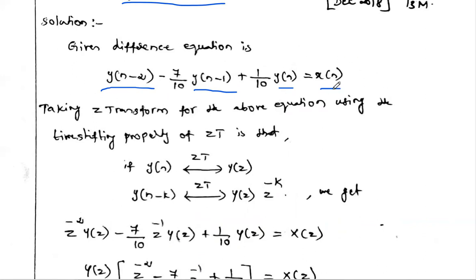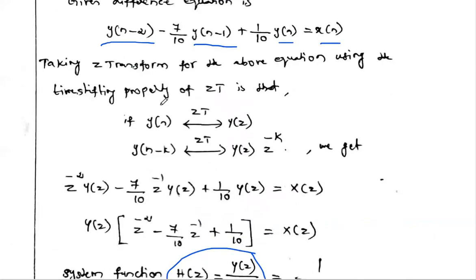Okay, so you know that if the signal is y of n, the Z transform answer is capital Y of z. Similarly, x of n means the Z transform of x of n is capital X of z. And here you see y of n minus 1, y of n minus 2 terms are there. So in order to find the Z transform of this delayed output, we have to use the time shifting property of Z transform.